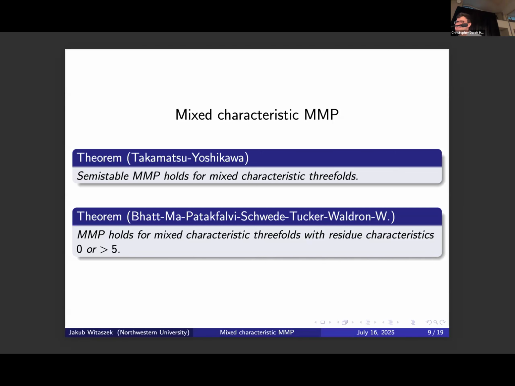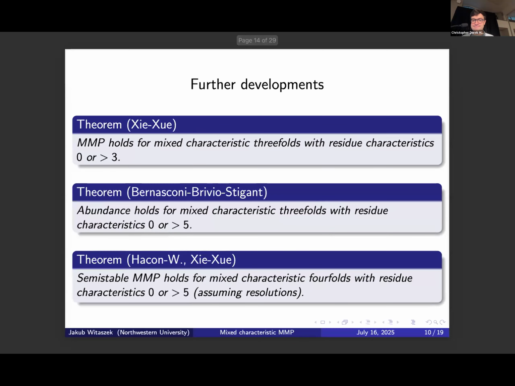Okay, so putting that comment aside, let me tell you a little bit about some further developments that happened after these results were announced. Let me tell you about 3 such results.